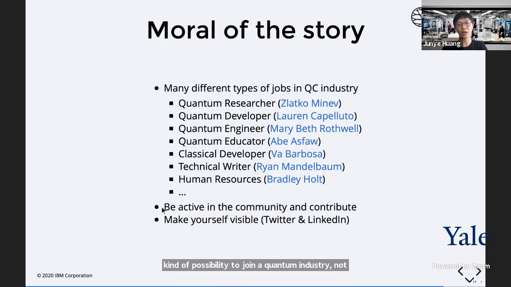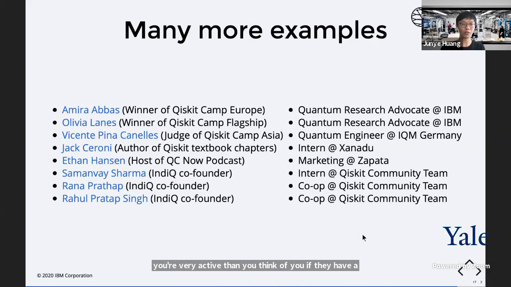And also now everything is so active online, you can be active in the community and make contributions, giving talks, making open source contributions to software, maybe join the Qiskit Advocate program. And also, this is very important and looks trivial: make yourself very visible on Twitter and LinkedIn. That helped me a lot, because you might do a lot of things, but if people don't know, then when there's something, they wouldn't think of you. But if you are very active, then they will think of you if they have a position open or things like that.